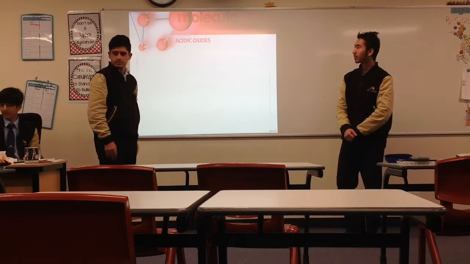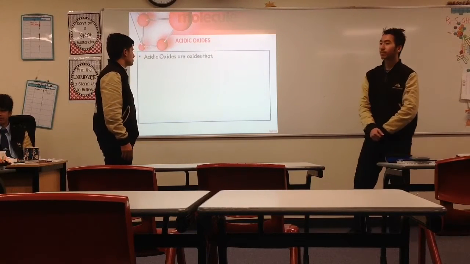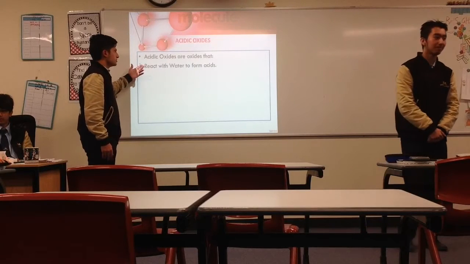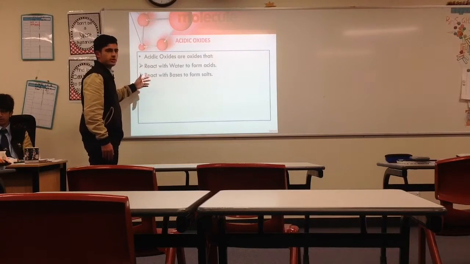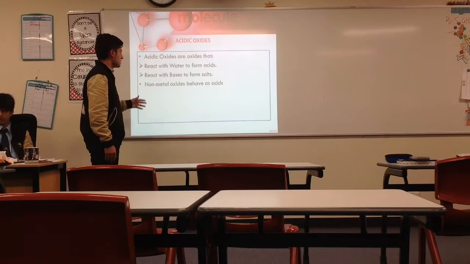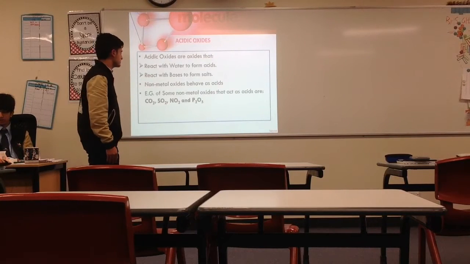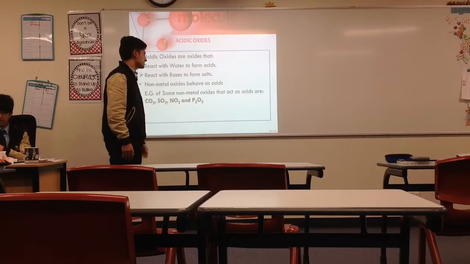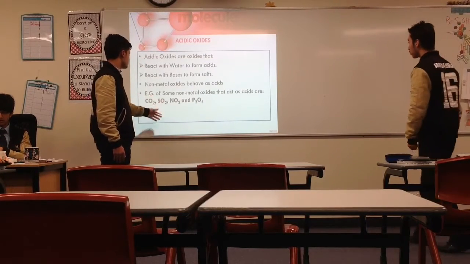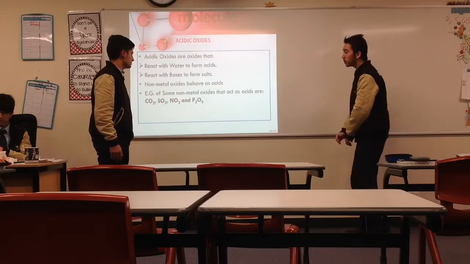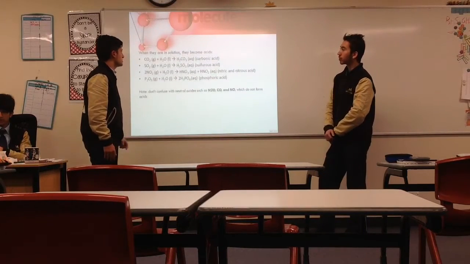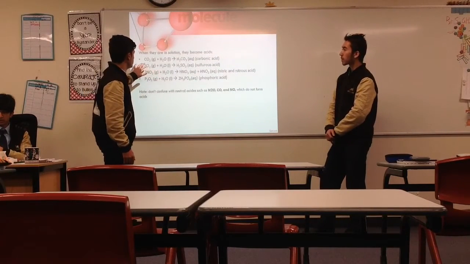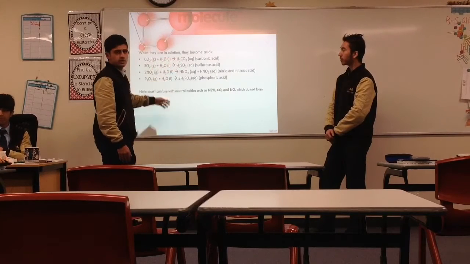Acidic oxides are oxides that react with water to form acids, or in some cases they react with bases to form salts, and usually it's non-metal oxides that behave as acids. Examples of common non-metal oxides that act as acids are carbon dioxide, sulfur dioxide, nitrogen dioxide, and P2O5. So basically what is meant by acidic oxide is that they become acids when they react with water.